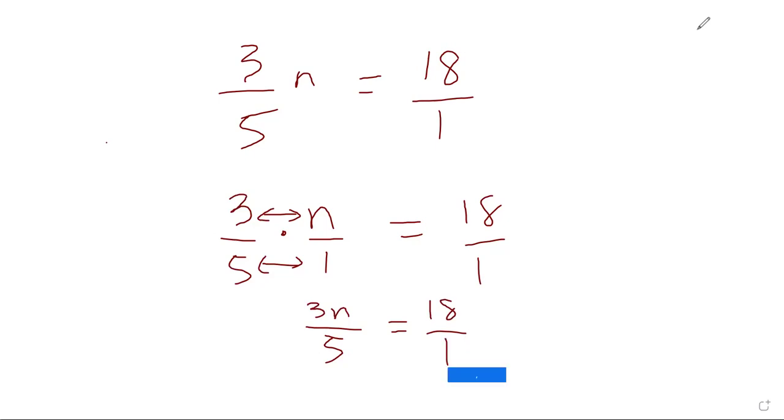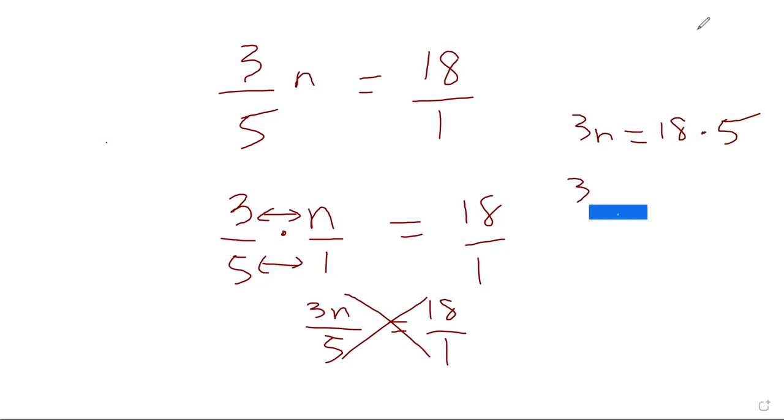So that's what I wanted to show you before we solve this problem. The n can be attached to the 3 so that you have 3n as the numerator divided by 5. And then when you have this, you could cross multiply. So I've got 3n times 1, which is 3n, equals 18 times 5. So 3n equals 90.